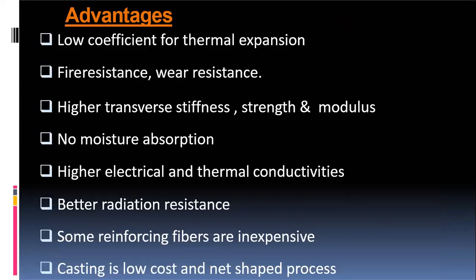Next one is the advantages of metal matrix composites. First one is the low coefficient of thermal expansion, so it has very low thermal expansion. And next one, fire resistance and wear resistance. We already know that metal matrix composites are very good for fire resistance, and they also have very good wear resistance. And next one is high transverse stiffness, strength and modulus. So it has very high transverse stiffness, strength and modulus.